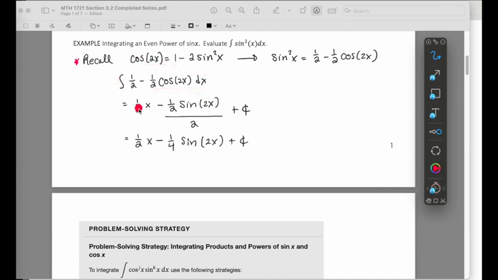So when I integrate 1/2, that gives me 1/2 x. When I integrate 1/2 cosine 2x, that's going to be minus sine 2x with the 1/2 in front that we brought down. But then using the chain rule in reverse, we have to divide by the derivative of that inner function, which is 2. And then, of course, we have our plus constant. And then when I clean it up a little bit, I get 1/2 x minus this 1/2 divided by 2 becomes 1/4 sine 2x plus our constant. So here is our final answer.